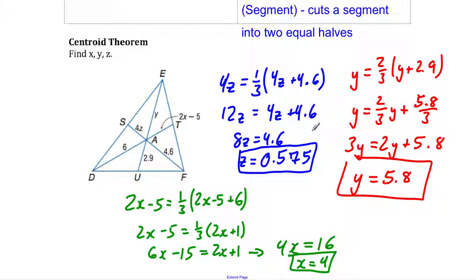So it's a nice centroid theorem again. Centroid, intersection of the medians. It cuts each median into a ratio of 1/3 to 2/3, 1 to 2. So as long as you can set up some equations here, work through these, you'll be fine.